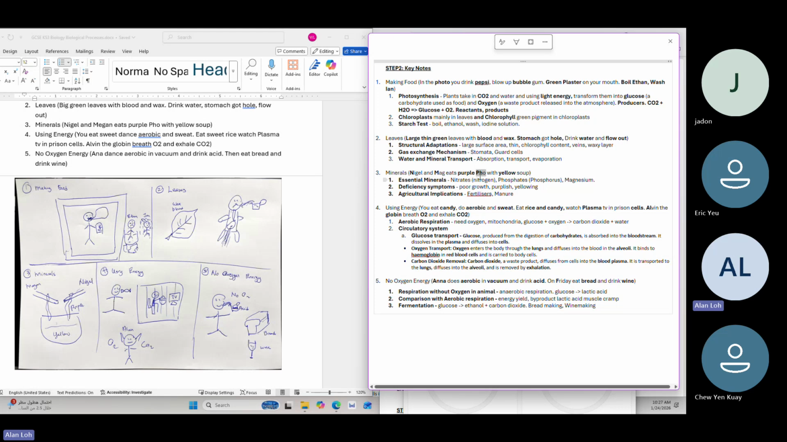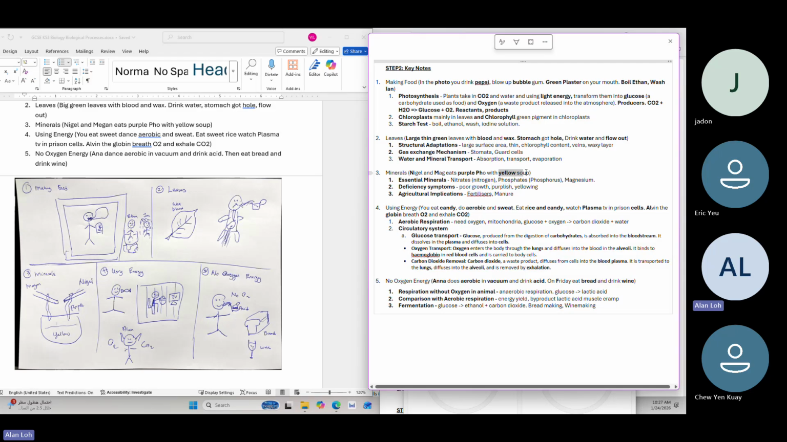It's purple pho, right? The noodle is in purple color. Pho represents phosphate or phosphorus. Purple represents the deficiency, the purplish color, which is usually due to insufficiency of phosphorus. Having this deficiency, it shows as a purple color on the leaf, on the plant structure.